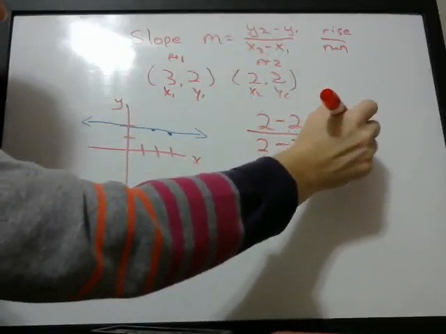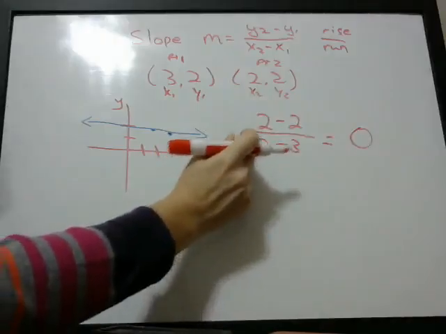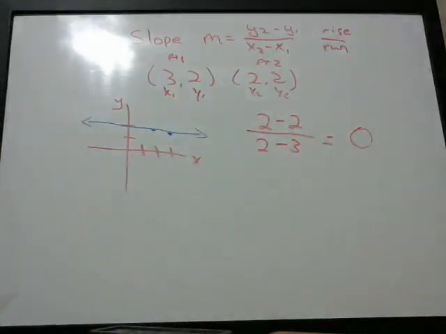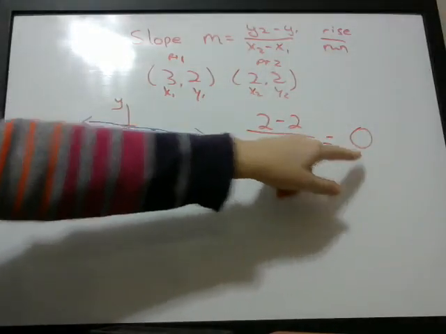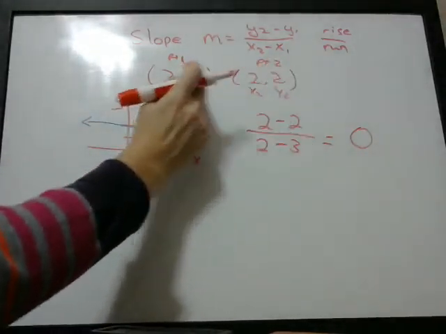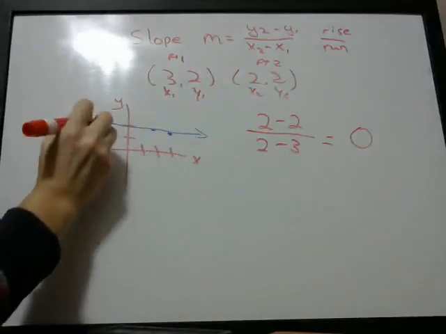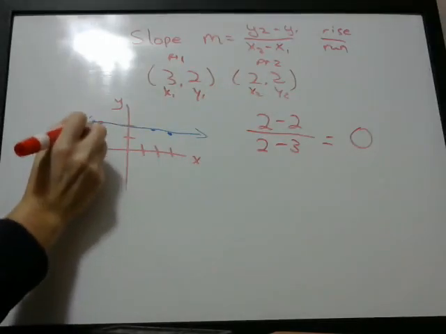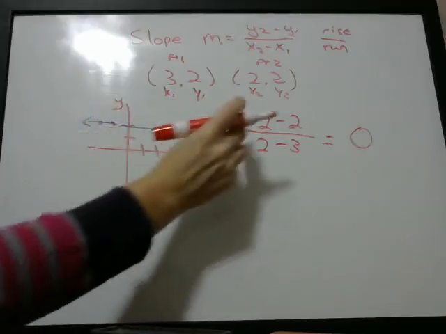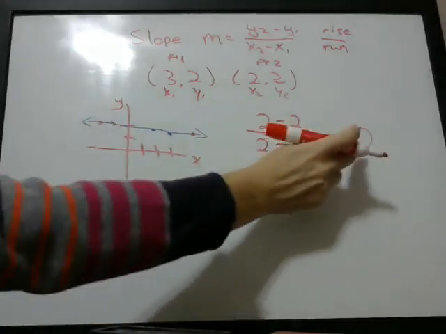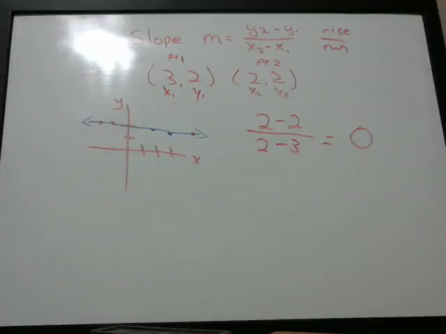And we're going to get 0 because 2 minus 2 is 0. 0 over anything in a fraction equals 0. So anytime you have a horizontal line, you're going to get 0 because you're subtracting the two y components on top, which are equal. It doesn't matter which point we choose, the y is always going to be the same. It's always going to be 2. So you're always going to get 0 when you have a horizontal line.